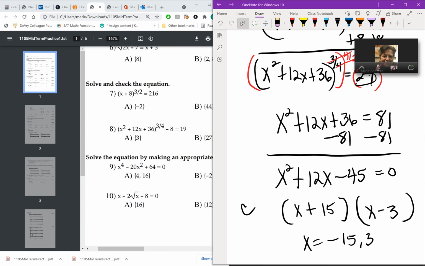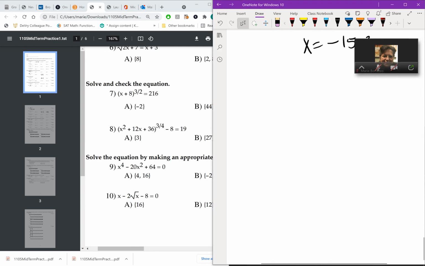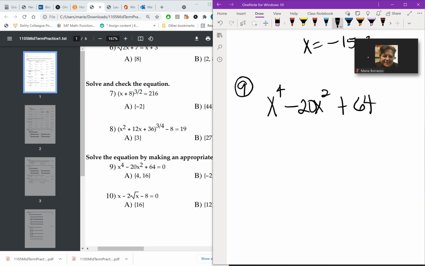Okay, let's look at 9 and 10. Okay, so 9, you have x to the 4th power minus 20x to the 2nd power plus 64 is equal to 0. So I believe in these two questions they're asking you to use u substitution, but you can also not use u substitution. So I'm going to go both ways. I'm going to start with using u equals x squared.